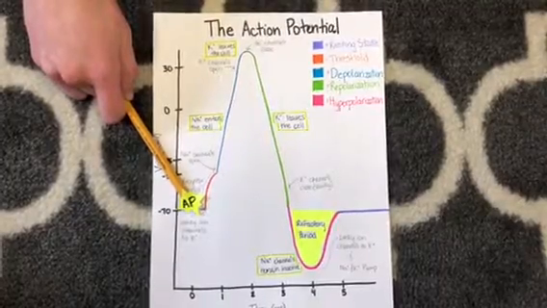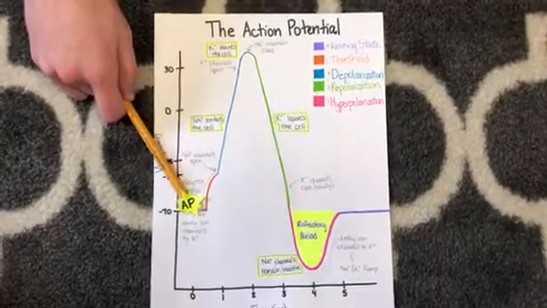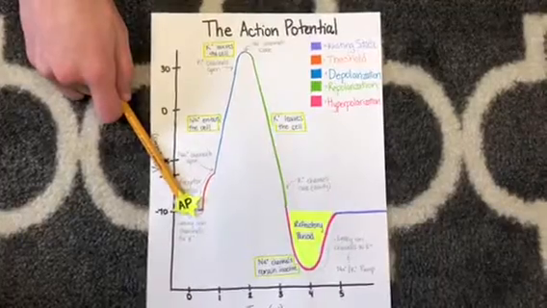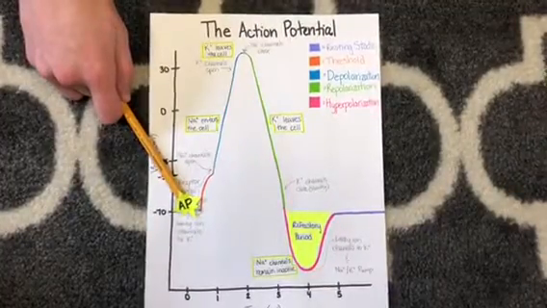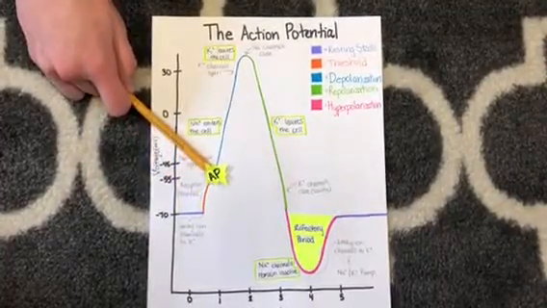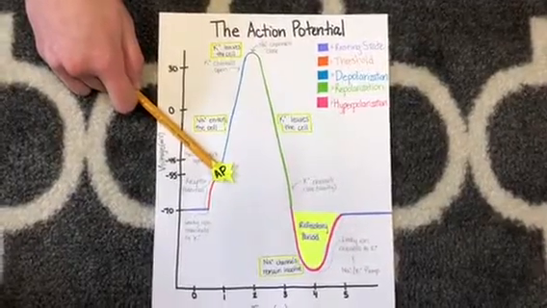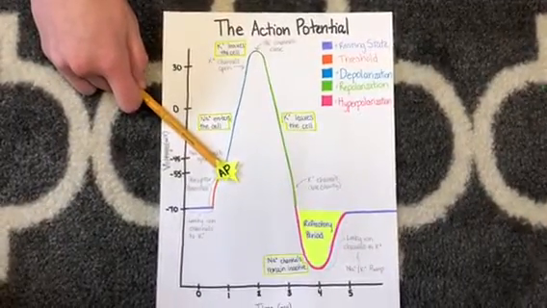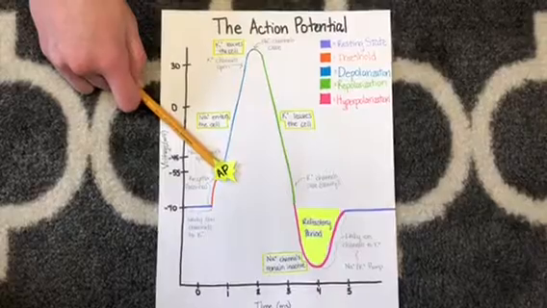When it arrives at the axon hillock, if the threshold of negative 55 millivolts is reached, the action potential will start. If threshold is not reached, no reaction will occur. This is known as all or none.